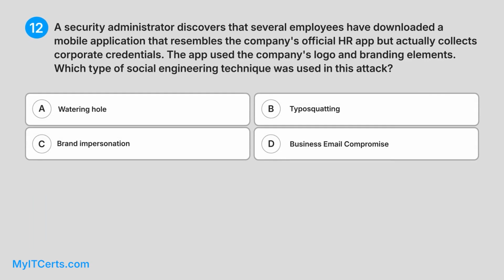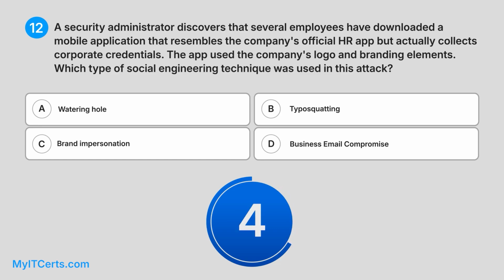12. A security administrator discovers that several employees have downloaded a mobile application that resembles the company's official HR app, but actually collects corporate credentials. The app used the company's logo and branding elements. Which type of social engineering technique was used in this attack? A. Watering hole. B. Typosquatting. C. Brand impersonation. D. Business email compromise. Can you guess the answer?